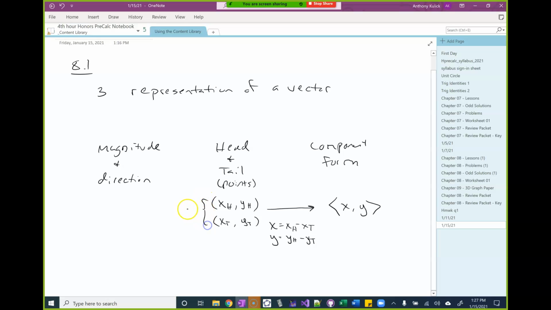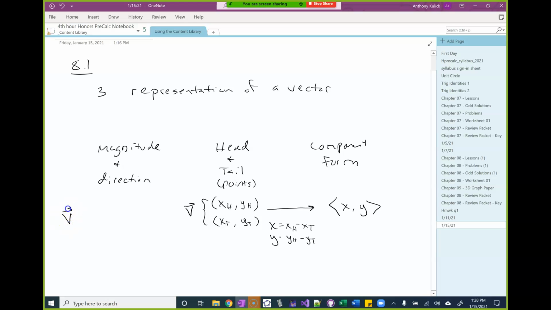So here our vector v would have been represented by two ordered pairs. One indicating the head of the vector, that's the part with the arrow, and the other indicating the tail, that's the straight end of the arrow, right?